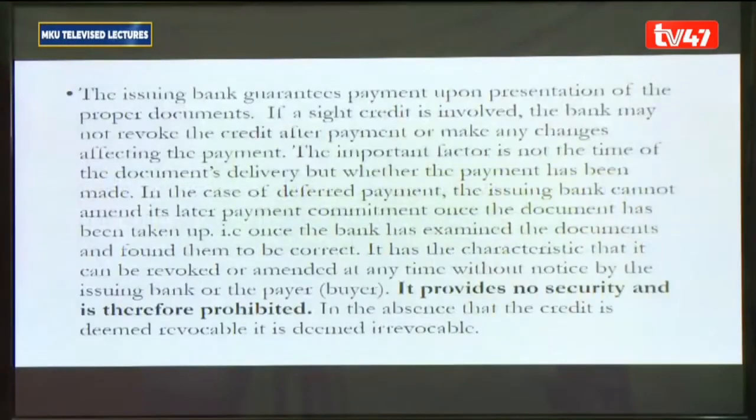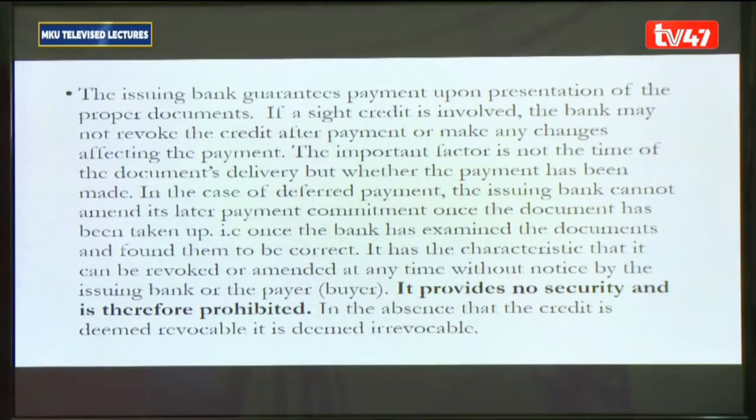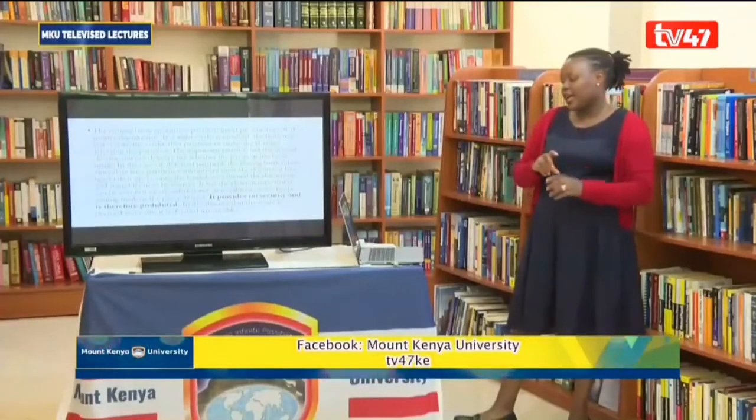cancel it. Now, you see, the issuing bank has been instructed by the buyer, and it guarantees payment upon presentation of proper documents. Remember, we had the sale agreement. The sale agreement is the one that has been taken to the bank to prepare what? A letter of credit. Now, if the documents that have been presented are in the correct form in accordance with the sale agreement, then they would pay. But if a sight credit is involved, the bank may not revoke the credit after payment or make changes affecting the payment. It is important.